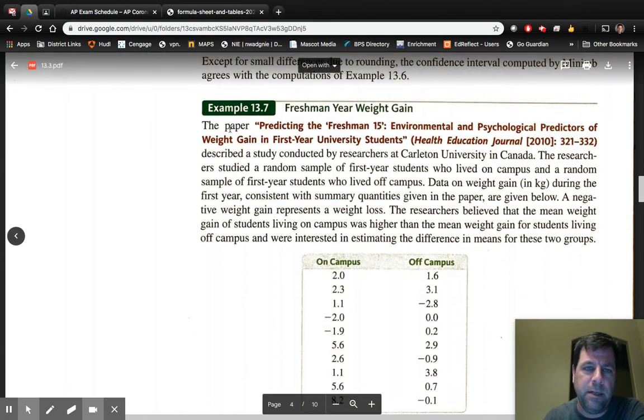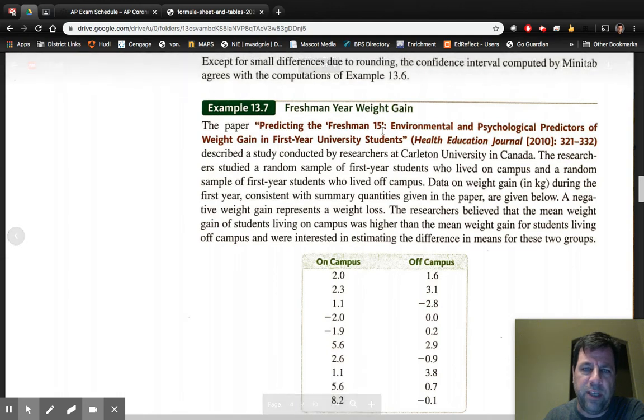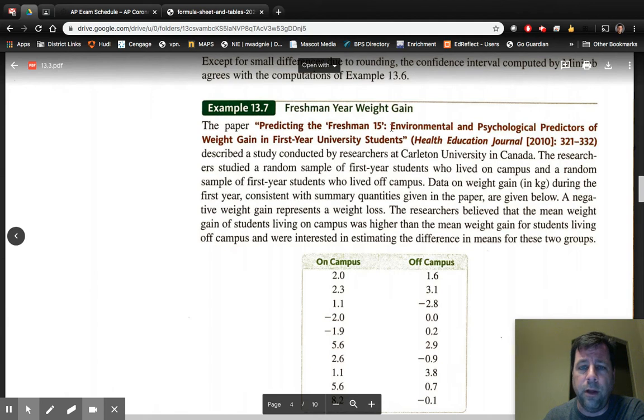Freshman weight gain. The paper predicted the freshman 15. If y'all haven't heard about the freshman 15, they talk about it. When you get to college, you're going to gain 15 pounds. Most of the time, for instance, like me, I went to college at 6'1". My freshman year, I got to 6'3". So a lot of times it's because you're not done growing.